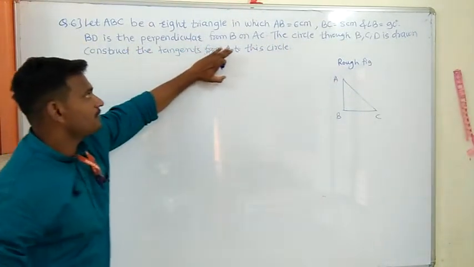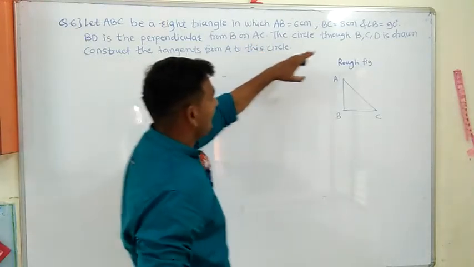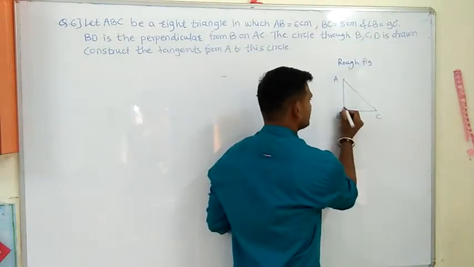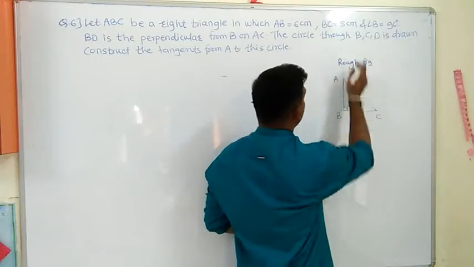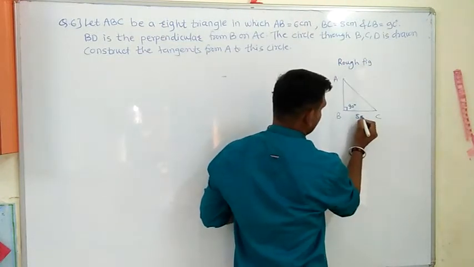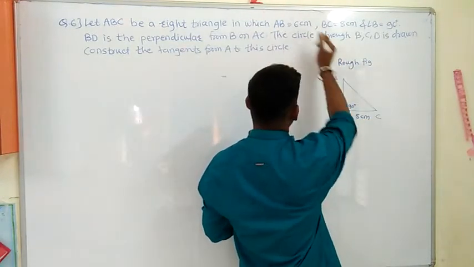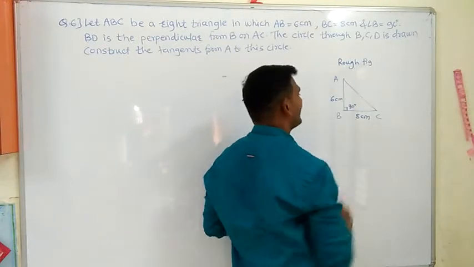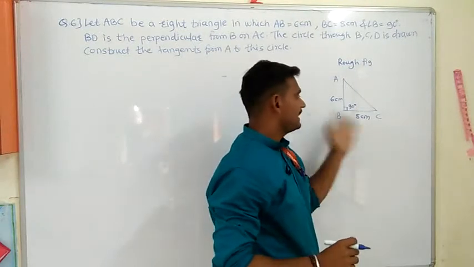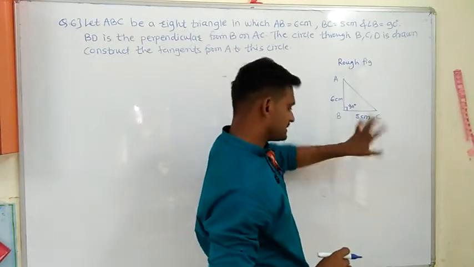BD is a perpendicular drawn from B on AC, and angle B is equal to 90 degrees is given. In this, angle B is equal to 90 degrees, BC is equal to 8 centimeter, and AB is equal to 6 centimeter. Can we draw this triangle? Yes, we can easily draw this triangle. First we will draw this triangle.